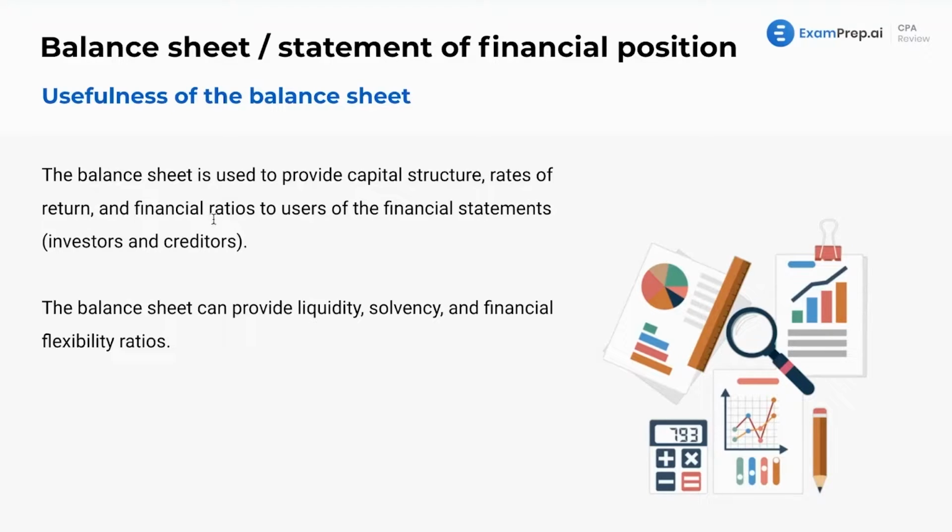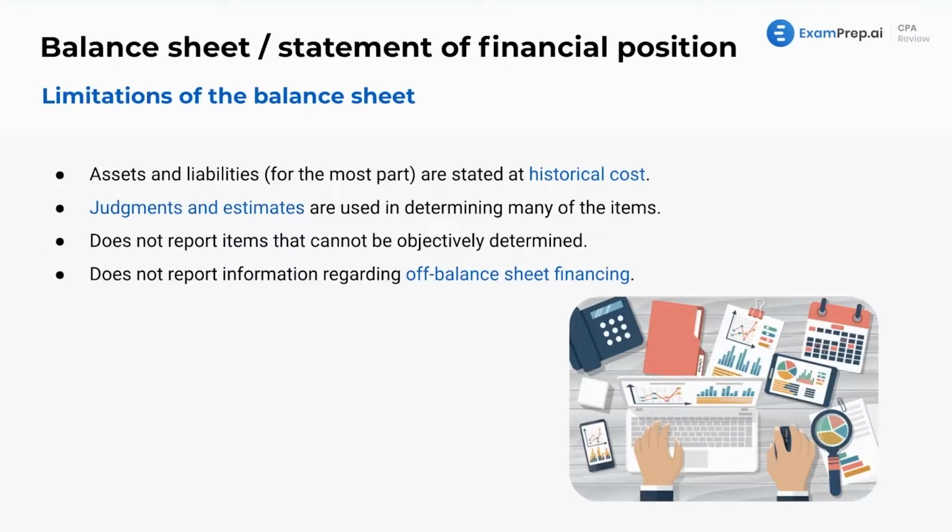And financial ratios to users of the financial statements. So as an investor or a creditor, who are the main users of the financial statements, what do you want to see? What's important to you? The balance sheet can provide liquidity, solvency, and financial flexibility ratios. Again, something to study up on in another chapter, but this is the importance: to see how healthy the company is. We talk about having a healthy balance sheet. Not a lot of debt, more assets, that's a healthy balance sheet.